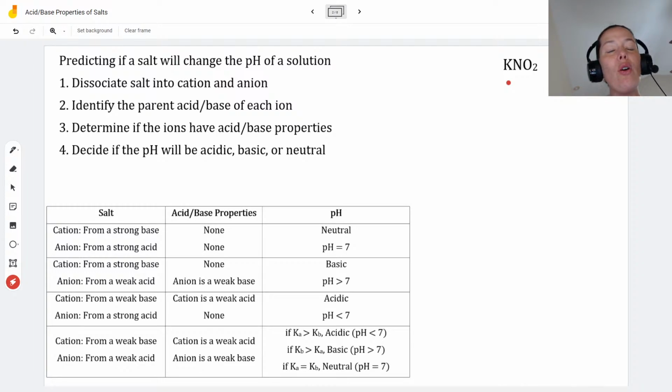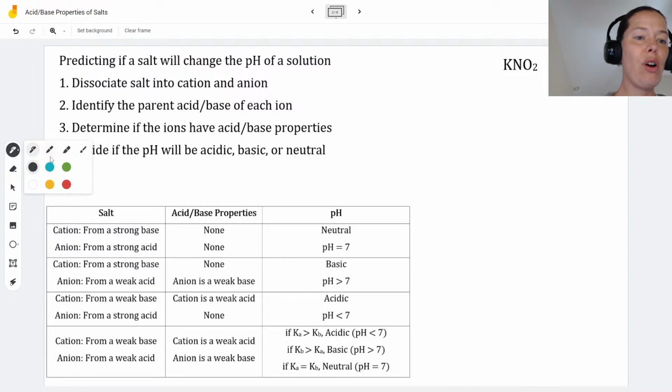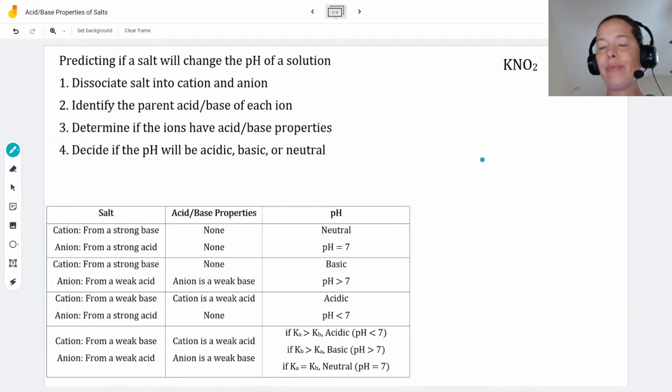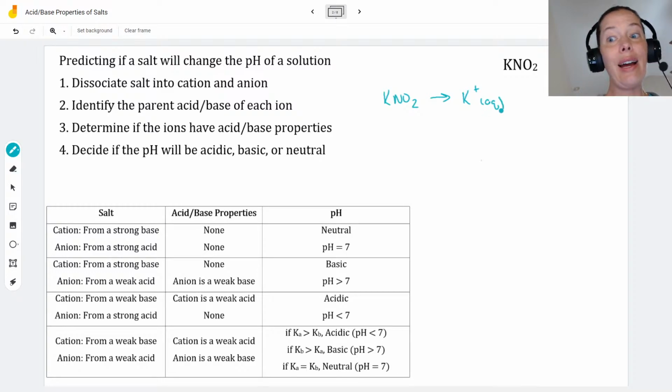Okay, so let's do our first step, and we are going to take the salt and dissociate it into the cation and the anion. So let's get my drawing pen up, and let's start over here with potassium nitrite. When it is in aqueous solution, i.e. when it's dissolved in water, it will form the potassium cation plus the nitrite anion. And you notice I've put AQ for aqueous.